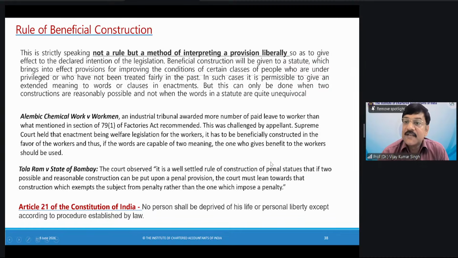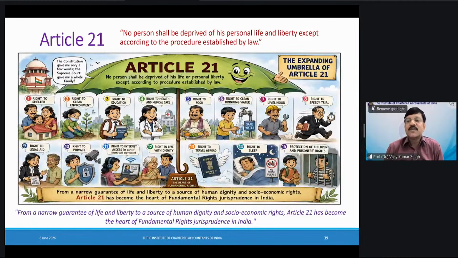You have seen Article 21 of the Constitution of India. Article 21 is a single line article. It says, no person shall be deprived of his life or personal liberty except according to the procedure established by law. Now see, such a single line, but by way of a beneficial construction, the court has interpreted this particular law to provide for all sorts of rights. You see how many rights? I have listed 15, and there are more than 15 rights which have been given by courts by interpreting this single line.